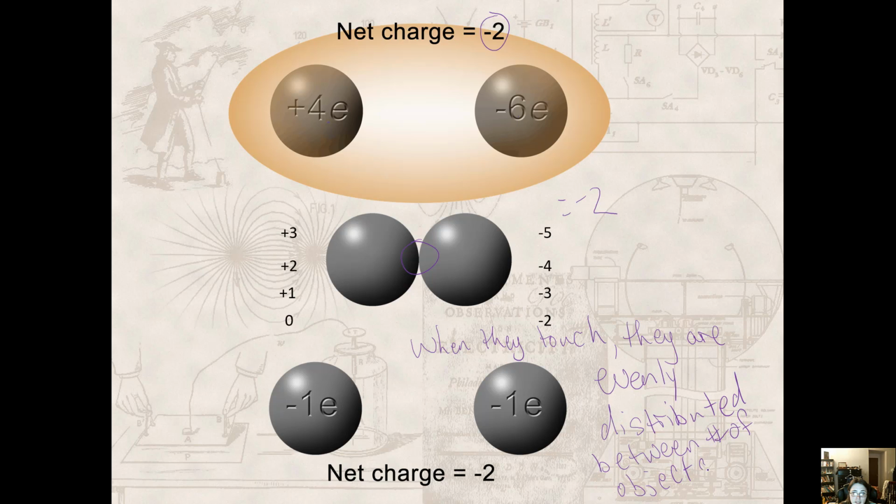So if it was 3 objects, you would divide it by 3. So if it was a net charge of, say, -6, and then there were 3 objects, it would be -6 divided by 3, which would be -2 per object. And you'll see that in examples as we go forward.